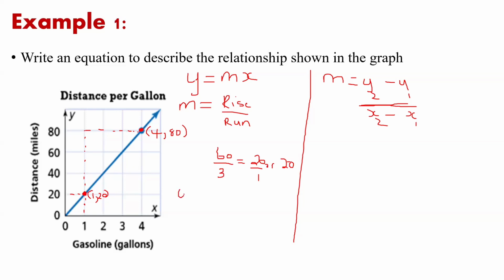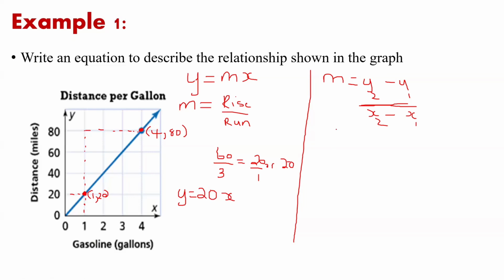So my equation is y equals, now that I know what m is, which is 20, I'm going to replace m in the equation with the value for m, which is 20. So my equation is y equals 20x. And that is how you write the equation to describe the relationship in the graph using rise over run. Now let us use the other slope formula.